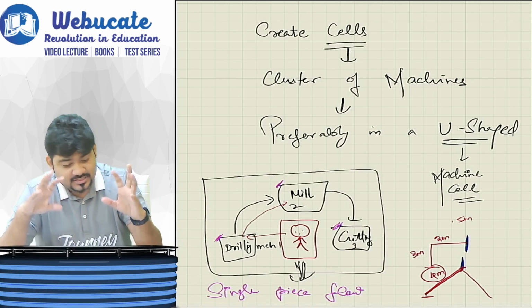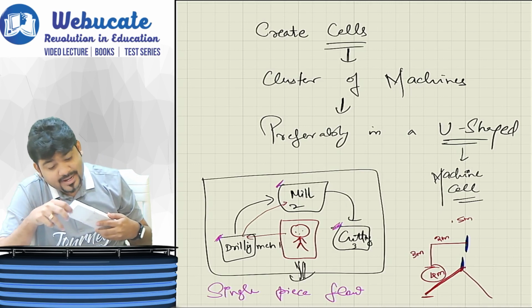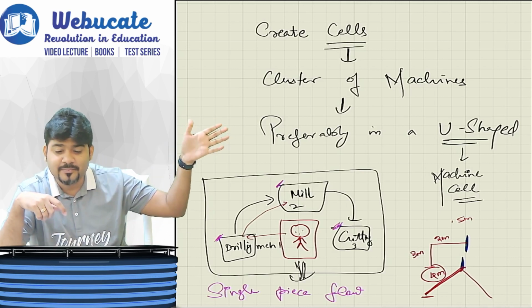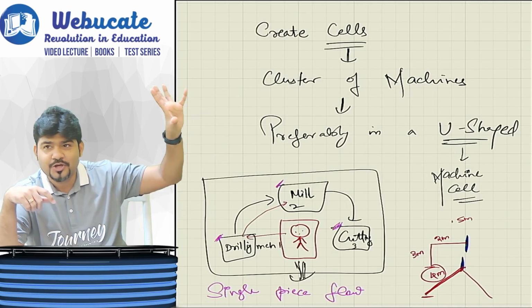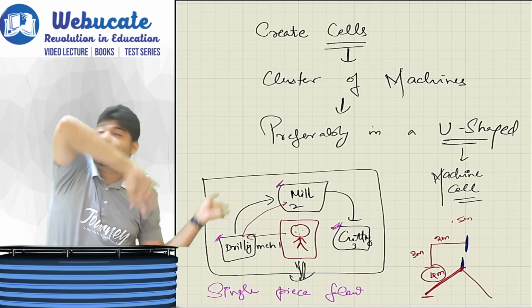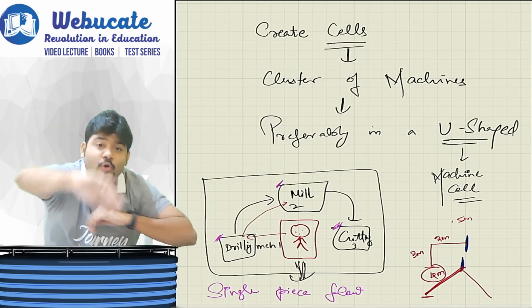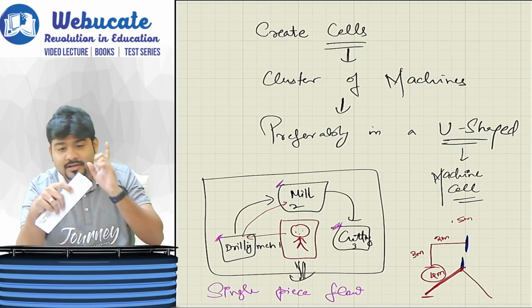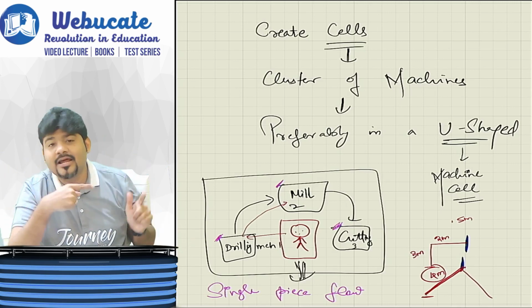Suppose drilling is done properly, and then after milling, he sees that milling is not done properly. Immediately, he will do the milling again. Issue is resolved. You don't have to go back from the assembling department to the drilling department to redo the milling, or to the cutting department to redo the cutting. There's one person taking care of all of this, and he will see milling is not done properly. Immediately, he'll get it resolved.